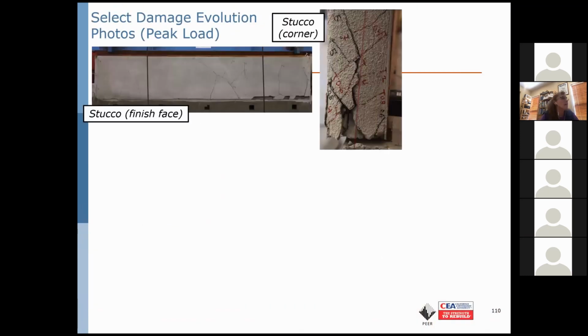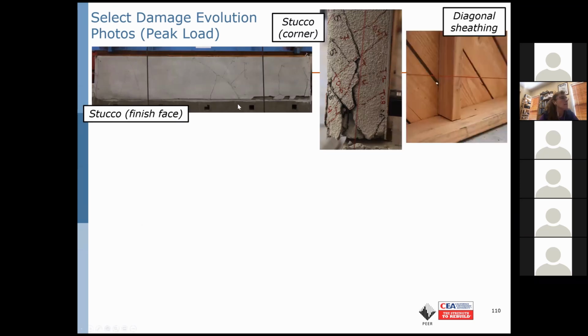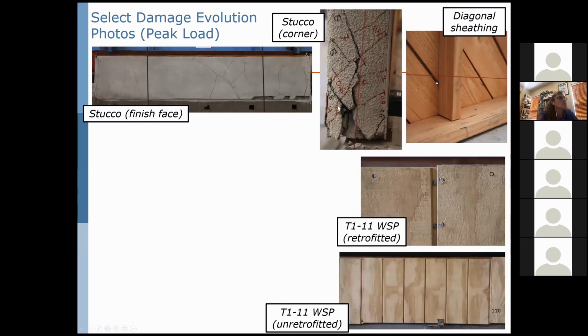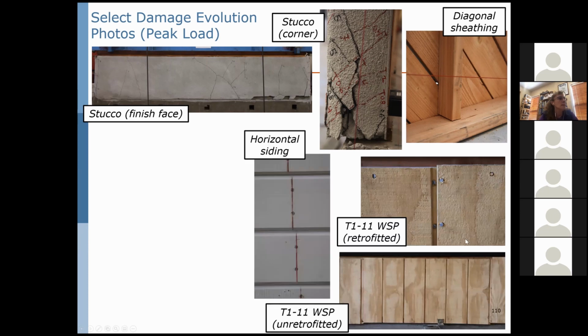In contrast, at strength of the specimen, oftentimes an express damage at the superficial face of the stucco, quite significant damage to the stucco corners, very visible, let's say quarter size or greater opening of the diagonal sheathing, a stair stepping type of pattern. You can see the red chalk marks that we placed for initial reference in the horizontal siding case.